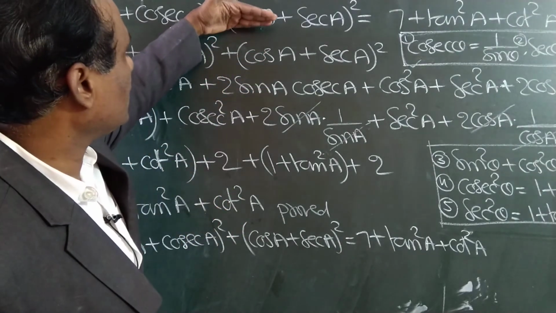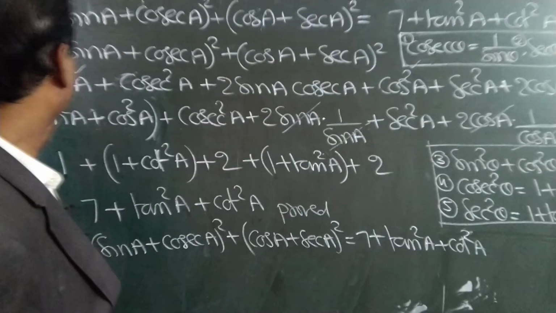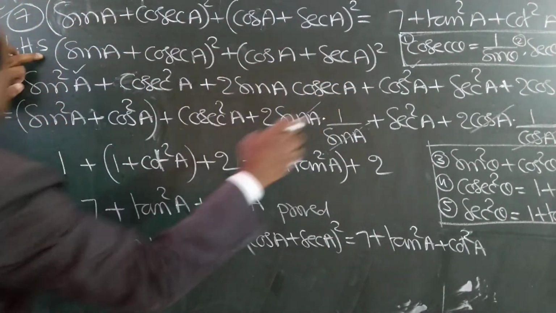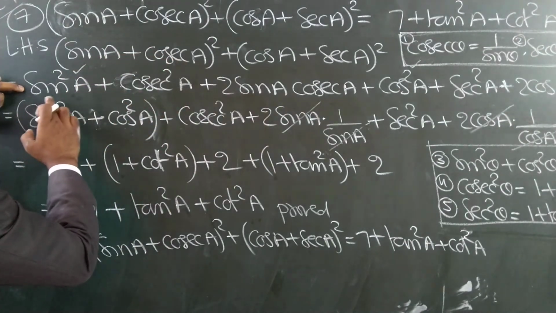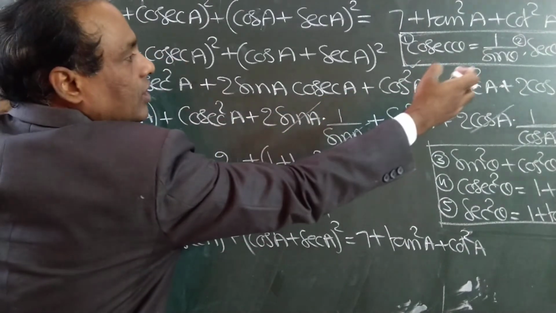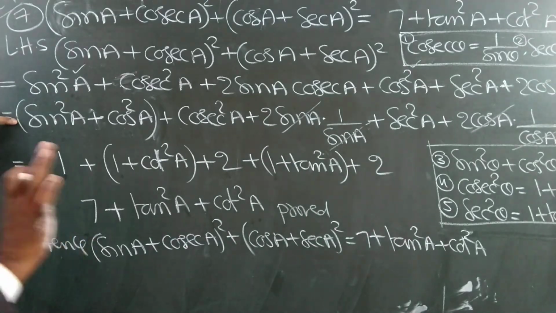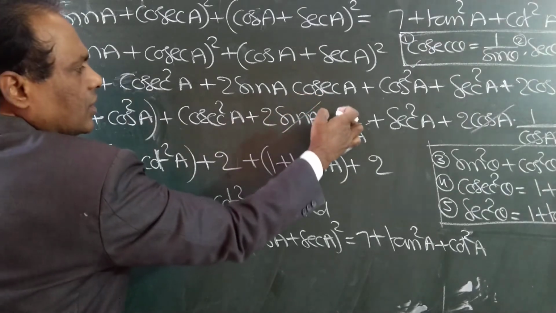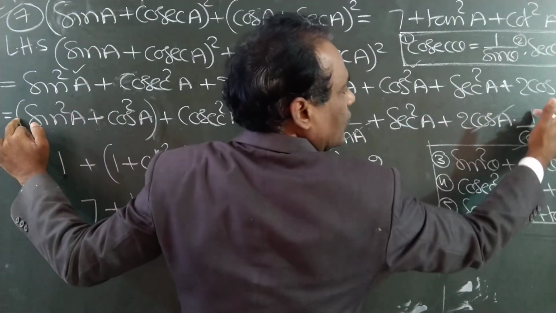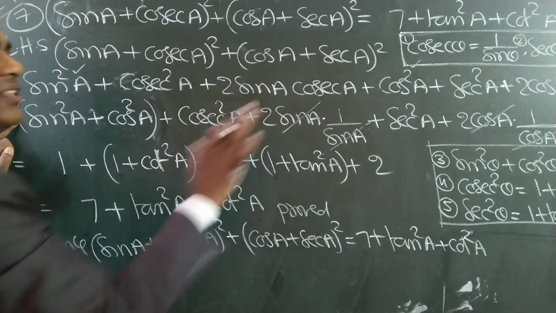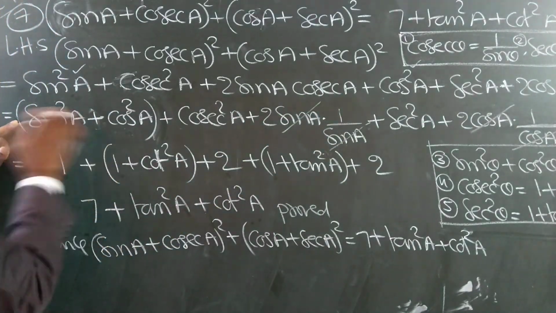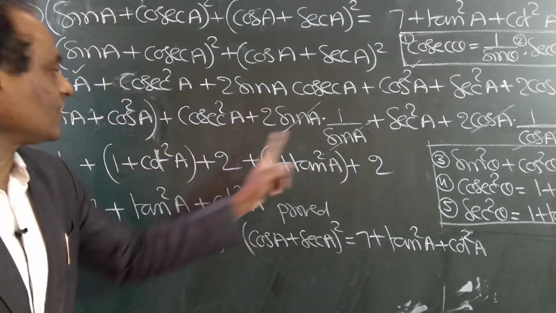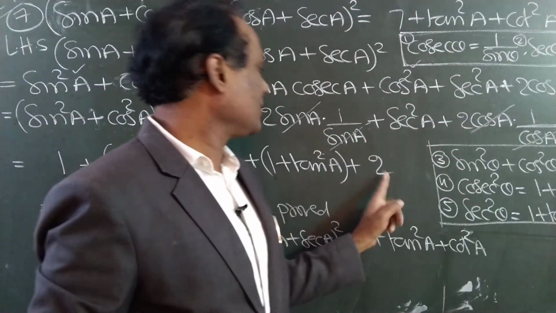In C, I took the left side. First step is I took the left side. Second step is I applied a plus b whole square, a square plus b square plus 2ab. Third step, these two I wrote together. So cosecant is equal to 1 by sine, secant is equal to 1 by cos. Only the two changes I made. Next step, sine square plus cos square is 1. These two cancel 2. These two cancel 2.